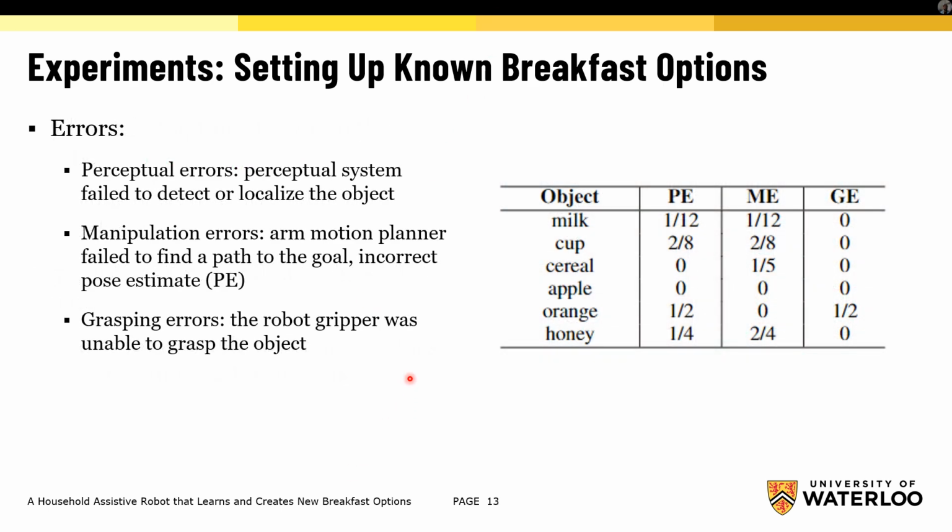The main sources of error for our system were first the manipulation error, where the arm motion planner failed to plan a path to the goal, which was the object, or the perceptual system failed to detect or localize an object. There were also grasping errors where the robot gripper was just unable to grasp an object even when it reached to pick the object.